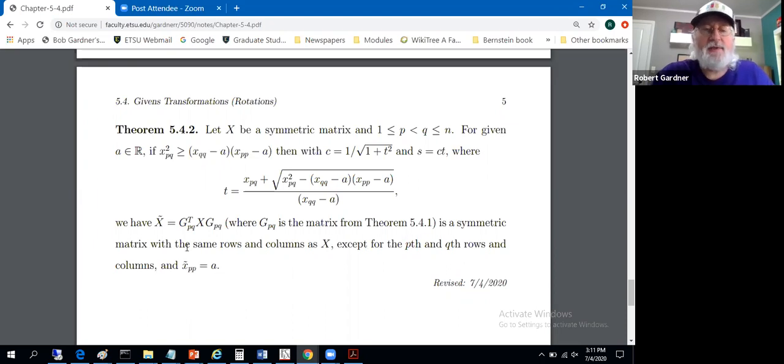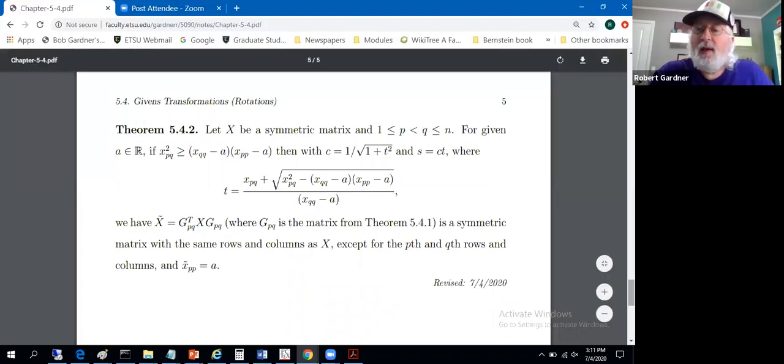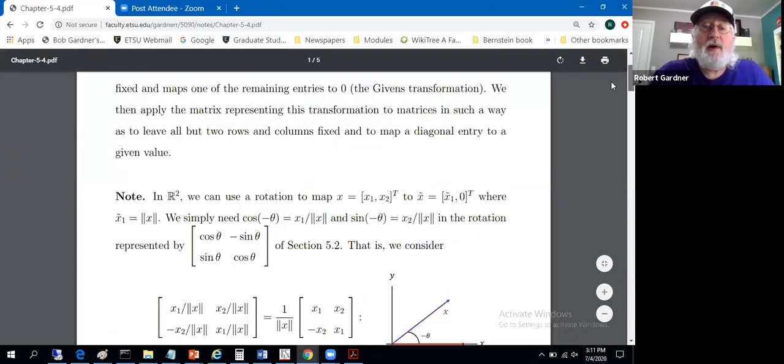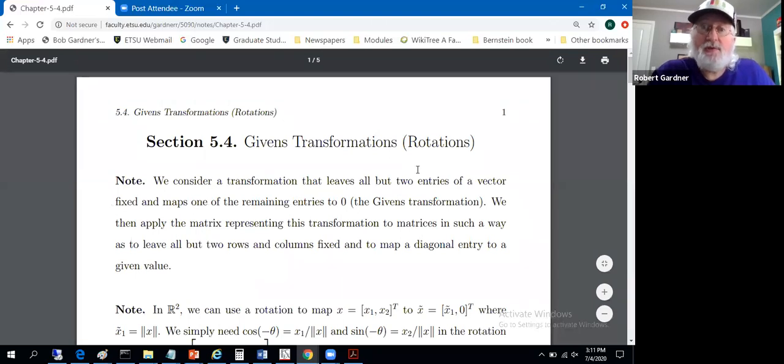You sure x tilde is symmetric? Yeah. Transpose it. What do you get? G pq transpose times x transpose times g pq. That's this. Oh, wait a second, I said x transpose. We're good. X was given to be symmetric. So yeah, the x tilde matrix is symmetric as well. And that takes care of rotations in the sense that our book addresses it.